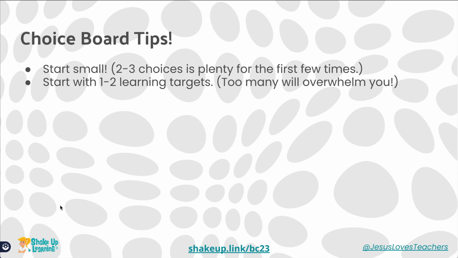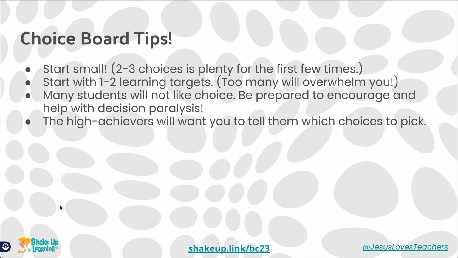Narrow that down, and also will make your grading so much easier and more specific. Like I said, many students will not like choice, so be prepared to encourage and help them with decision paralysis. And guess what? Your high achievers often have the toughest time with this because they think there's a correct thing to pick. They are so used to the game of school and they want you to tell them, but Miss Bell, which one leads me to the 110?